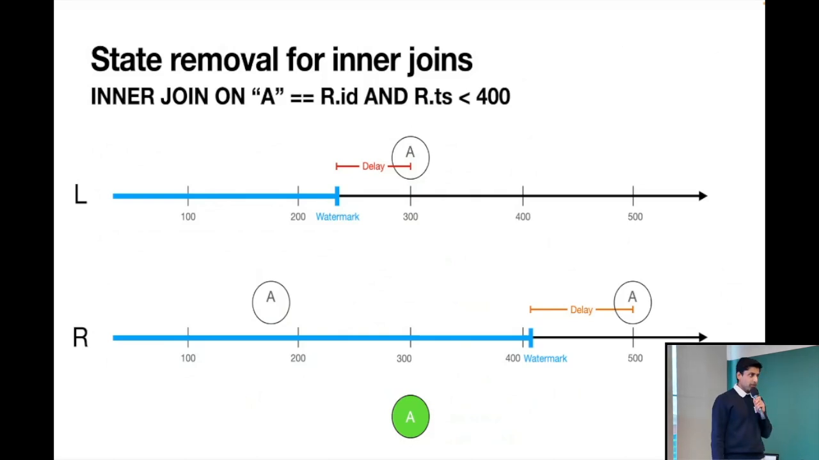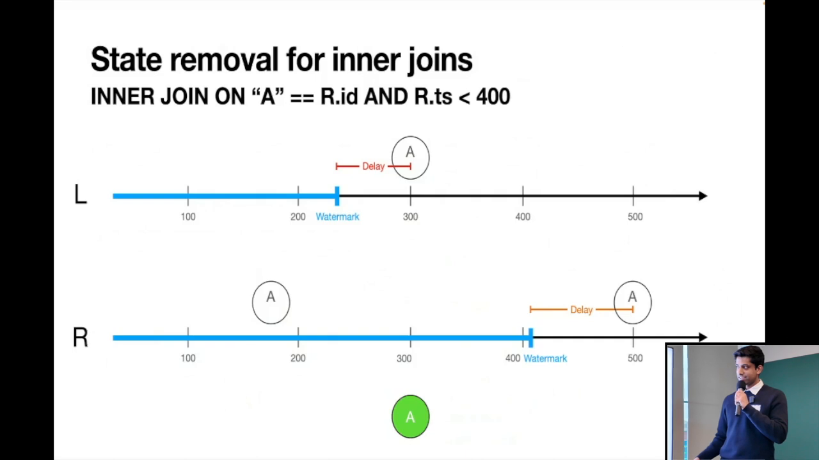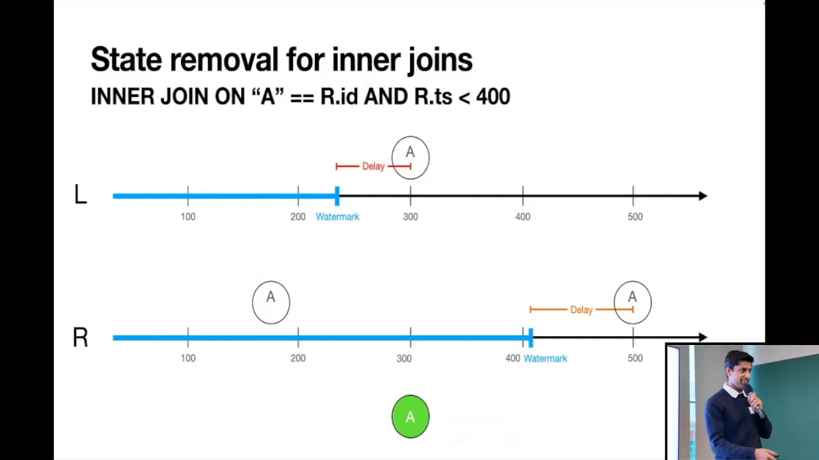OK, 3, 2, 1, and we're back. OK. Hands, what do we think? Can we evict this top record from the left? Why or why not? I think like this corner of the room was doing really well, so.